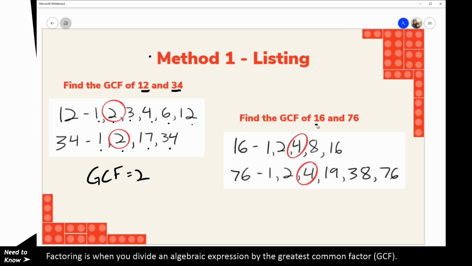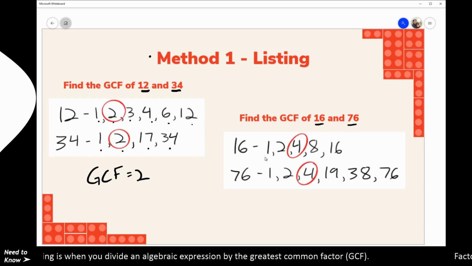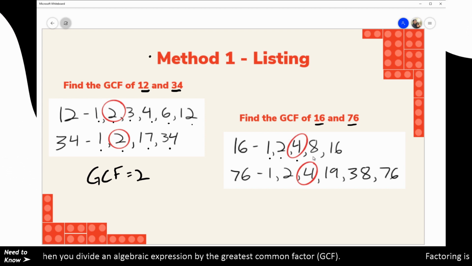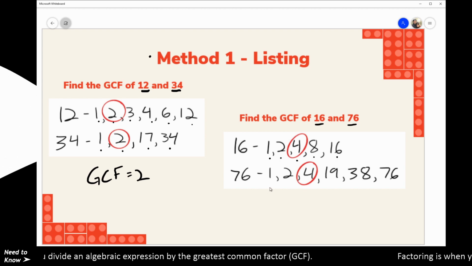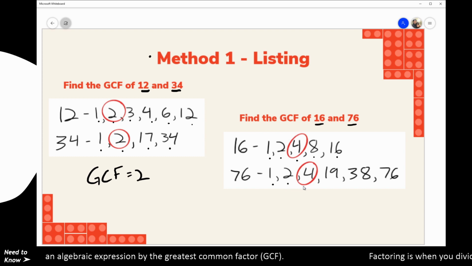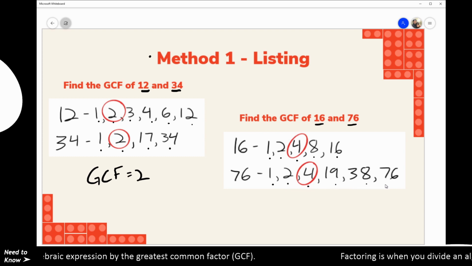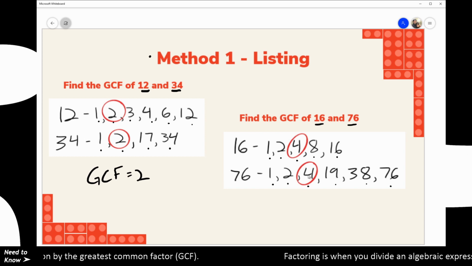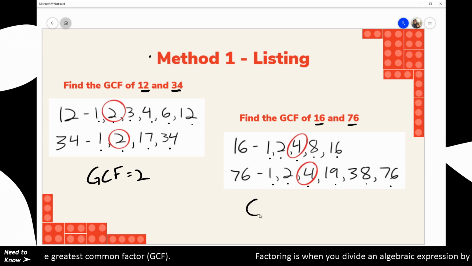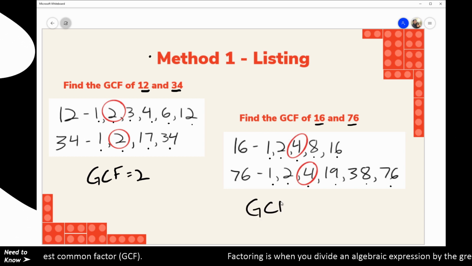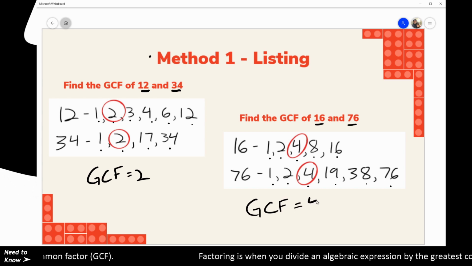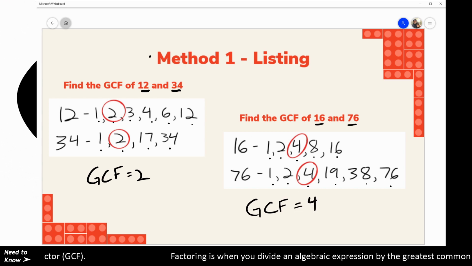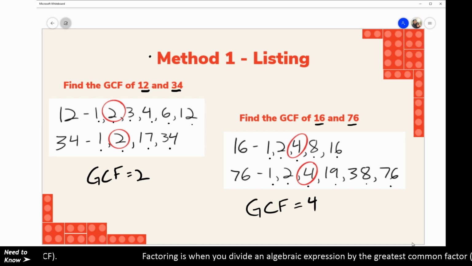Let's look at 16 and 76. The factors of 16 are 1, 2, 4, 8, and 16. The factors of 76 are 1, 2, 4, 19, 38, and 76. Now they share a 2 and a 4, but the GCF is going to be the largest common factor. So therefore the GCF would be 4. We never use 1 as a common factor.